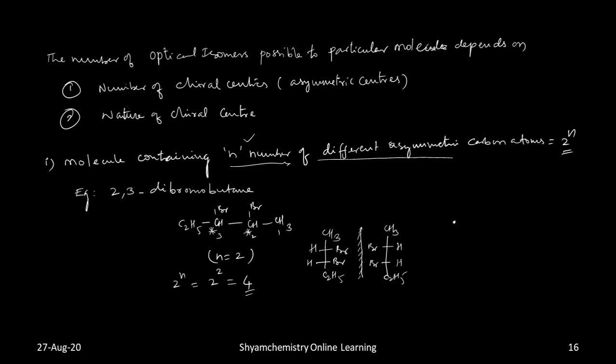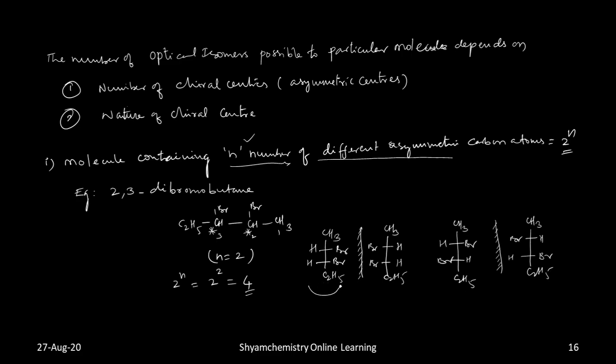Coming to the other pair, CH3, CHBr, H, Br, Br, C2H5. It is also optically active. Then its mirror image, CH3, Br, H, H, Br, C2H5.